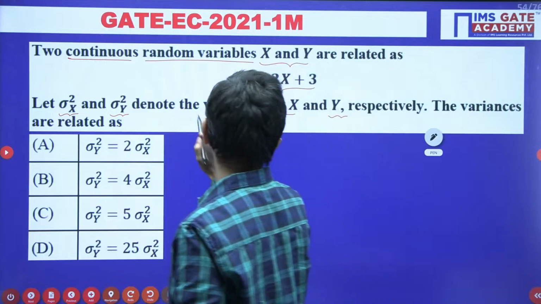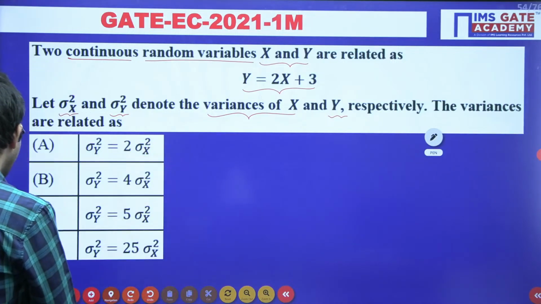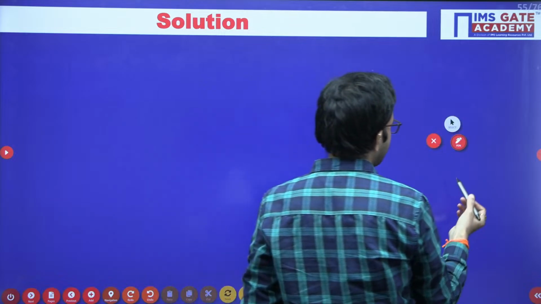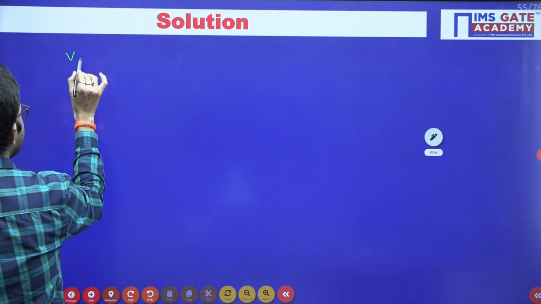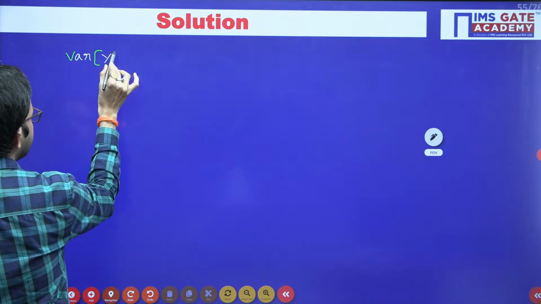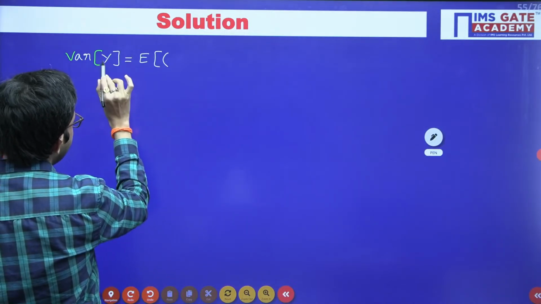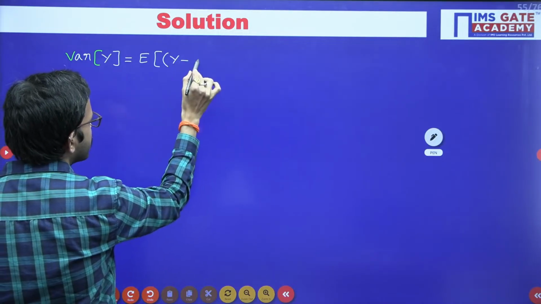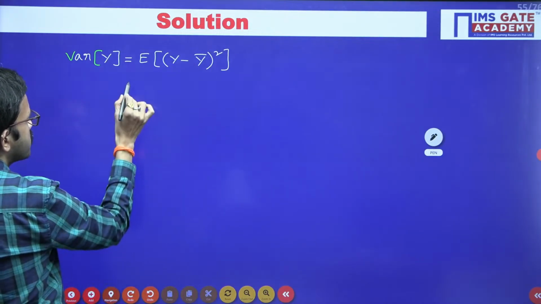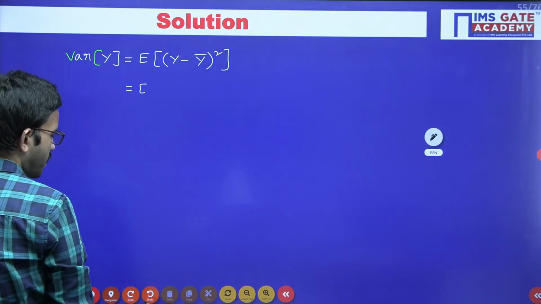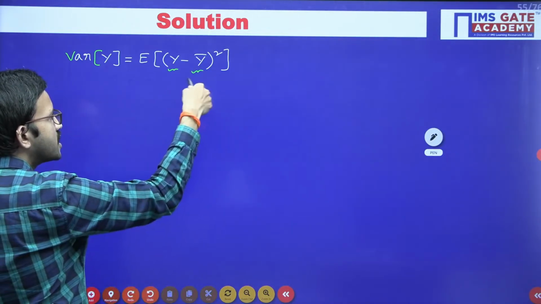So first of all, let us calculate variance of y. If y is one random variable, how can we calculate the variance? Let us start now. I hope all of you know the standard formula for variance of any random variable. Variance of y is expectation of y minus y bar whole square. In this equation, we know y, but we don't know y bar. So first let us calculate y bar.